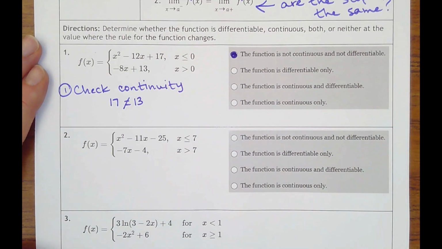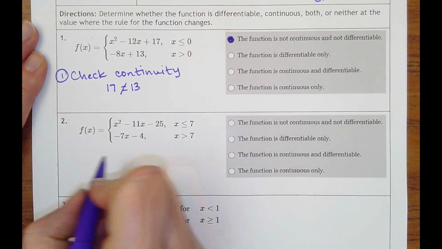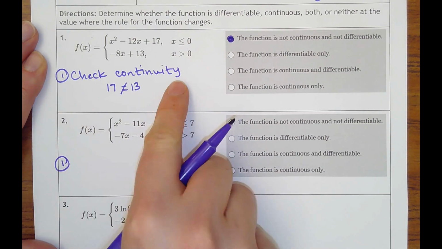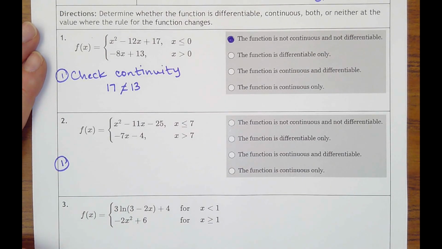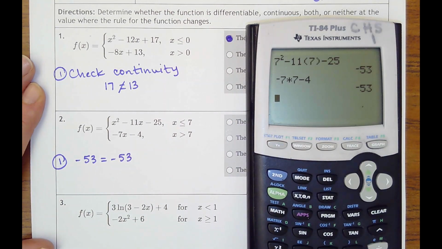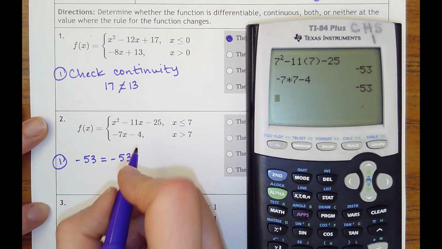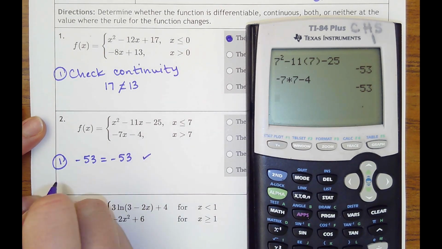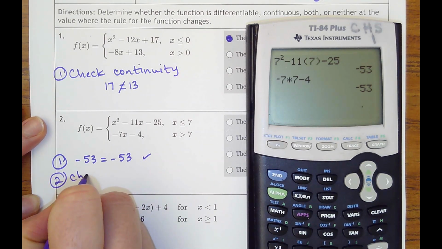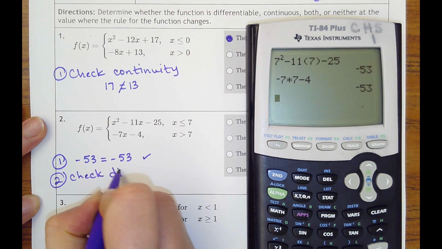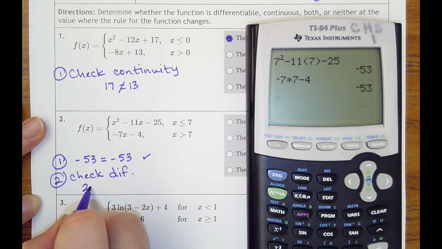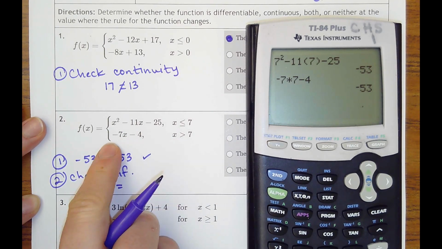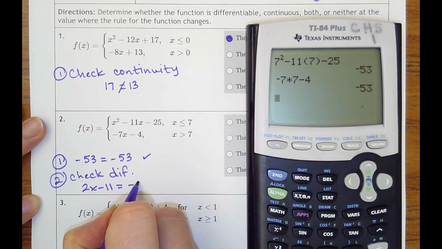And then number 2, check continuity is your step number 1. Plug in 7 here and 7 here and see if they get the same value. And they do. They both get negative 53. So that means it is definitely continuous. Now let's check for differentiability. I'm just going to abbreviate that long word. So then I'm taking the derivative of the left piece. So it'd be 2x minus 11. Derivative of the right piece is negative 7.